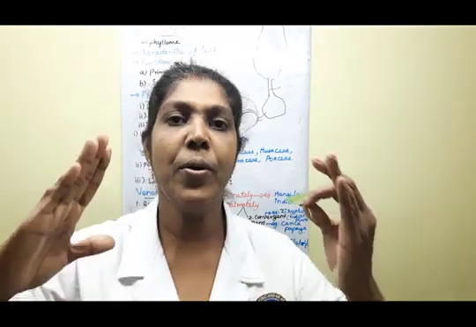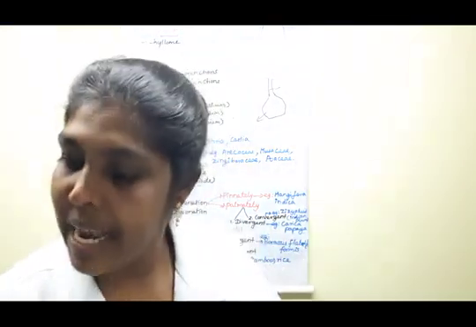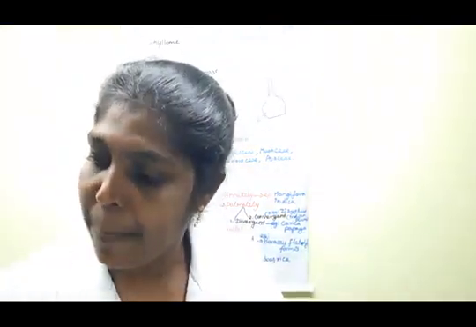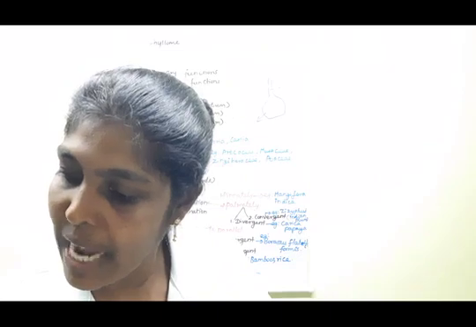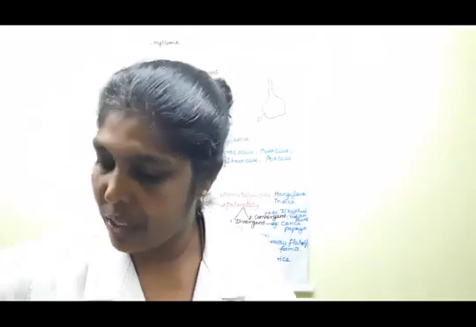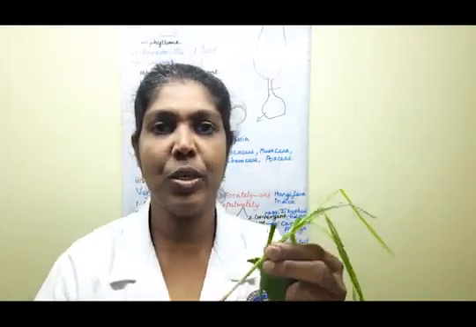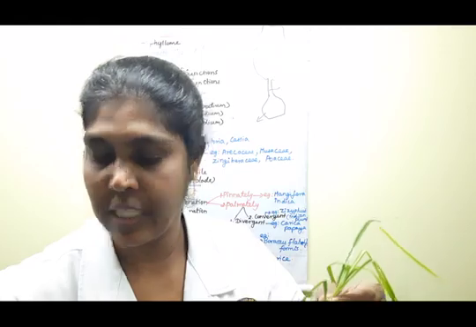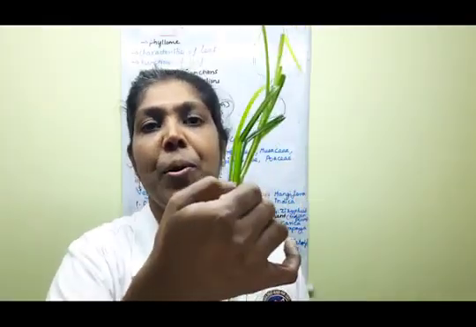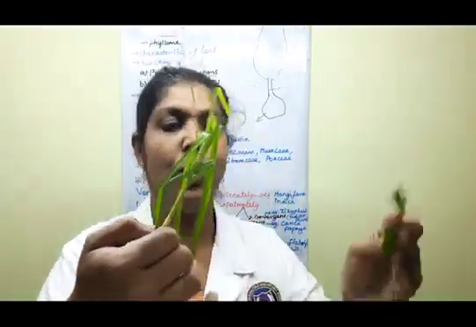Understood? So reticulate venation is found in dicotyledonous plants. And the next one is parallel venation. With parallel venation we can identify that this is a monocotyledonous plant. Understood? Say yes or no, children? Yes, very good. So this is the monocot, a grass plant. So this is the dicot.